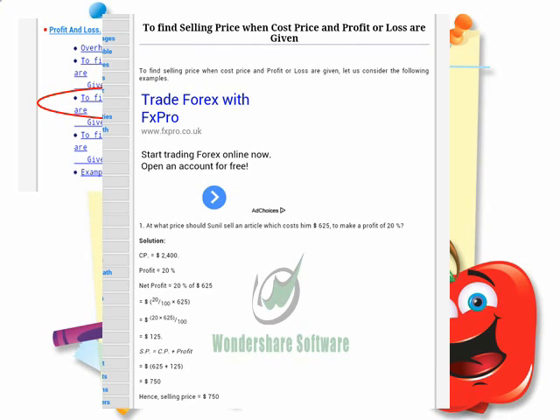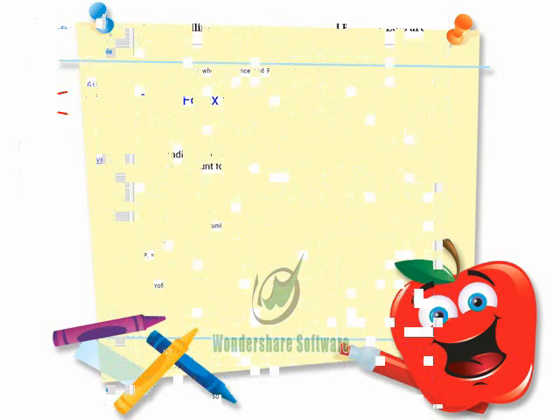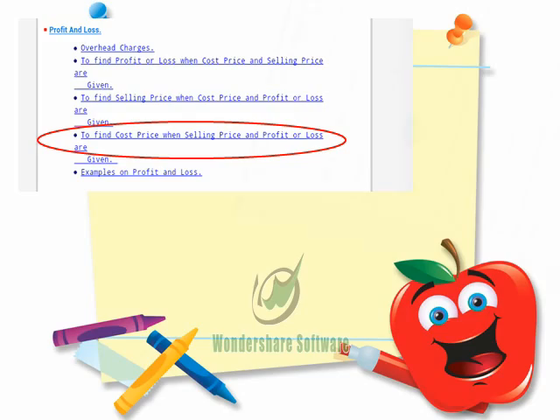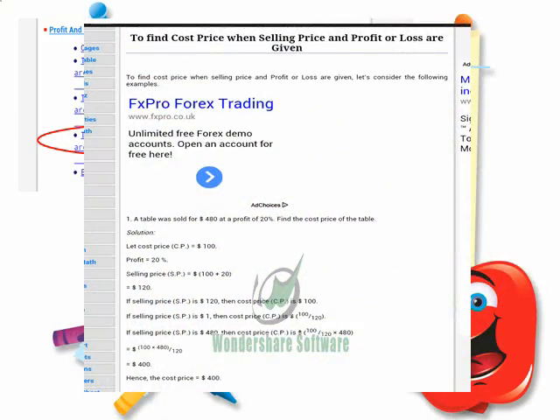So once the students are done reading and understanding the examples from the link, the students will be asked to move and click on the next link, which is to find cost price when selling price and profit or loss are given. So here is the screenshot of how it is.